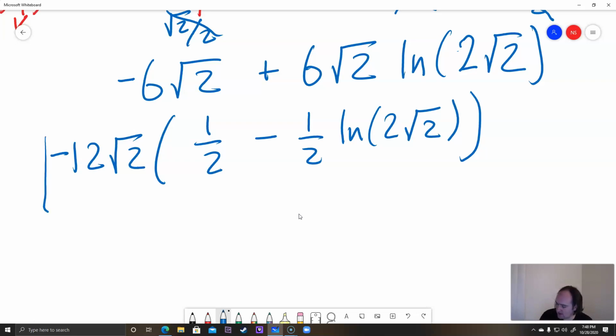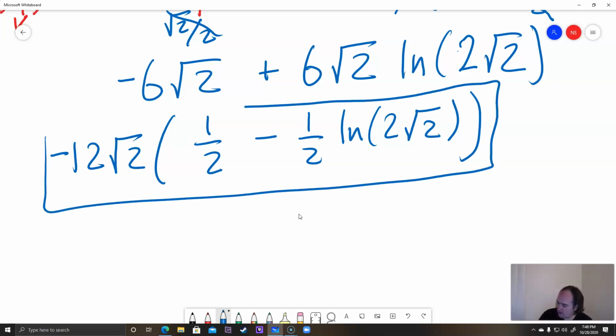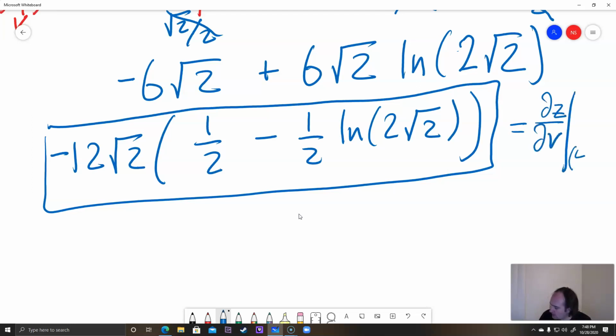Okay, so this is going to be our final answer for partial z, partial v, evaluated at that point. So evaluated at 4 comma pi over 4. Okay, and that's it. We finally finished the whole problem. 43 minutes.